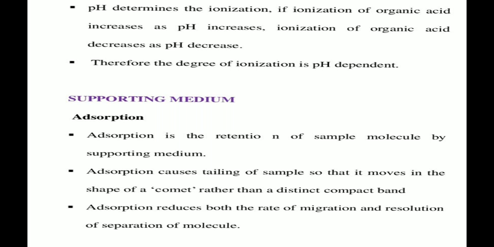In that, first is the adsorption. So adsorption is the retention of sample molecule by a supporting medium, so that causes a tailing of a sample, so it moves in the shape of comet rather than a distinct compact band, and that can also reduce both the rate of migration and resolution of separation of molecule. मग जे काय तुमचं ॲब्सॉर्प्शन असेल सपोर्टिंग मीडियमचं, ते काय करतं, इट अफेक्ट्स रेट ऑफ मायग्रेशन ॲज वेल ॲज रिझोल्युशन ऑफ द सेपरेशन ऑफ द मॉलिक्यूल.